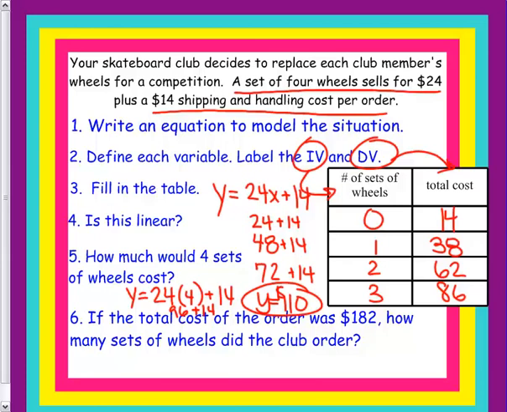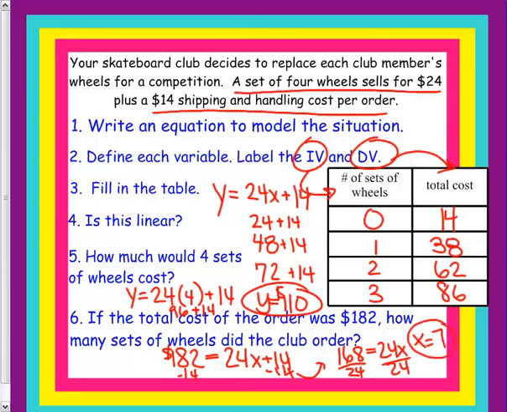All right, so what if the total cost of an order was $182? We can plug that in for Y and solve for the number of wheels, X. So if I take away the shipping cost, which is $14, I am left with 182 minus 14, which is 168, equaling 24x. If I divide by 24, I know that the number of sets is going to be 7.